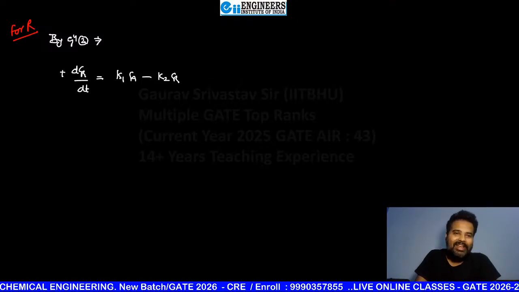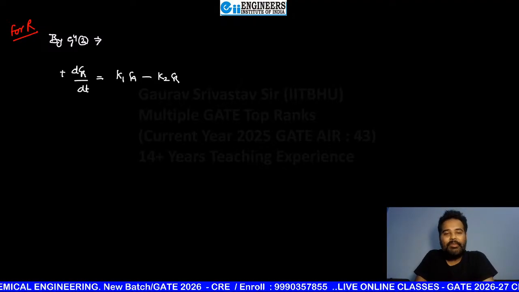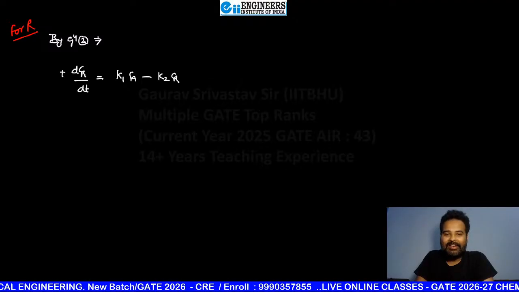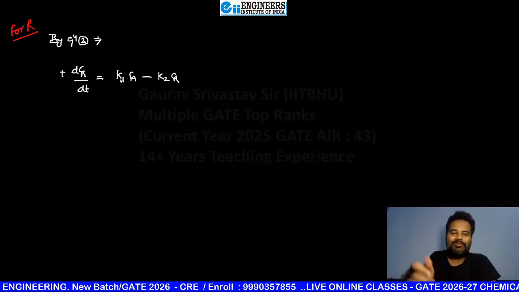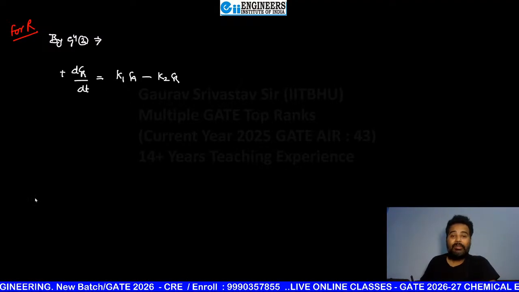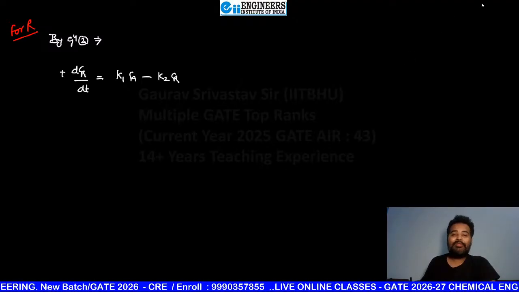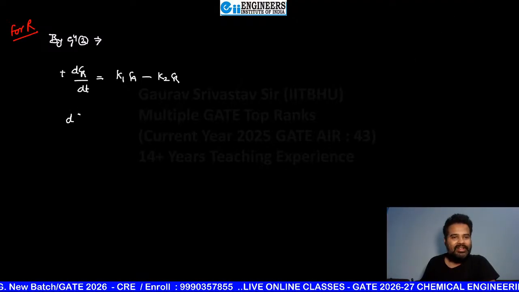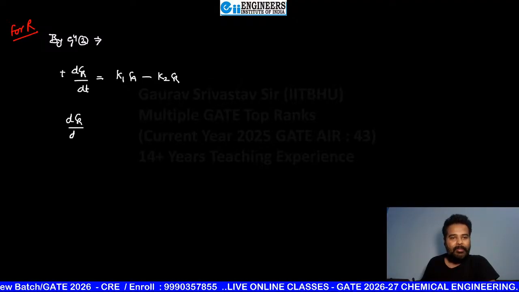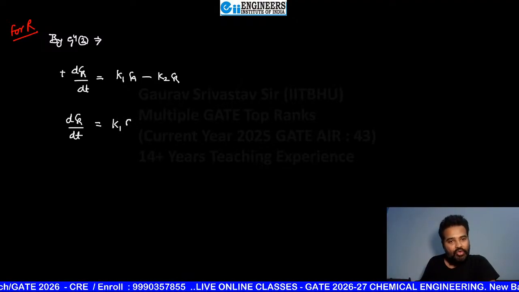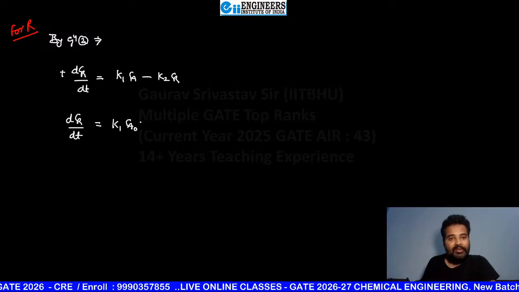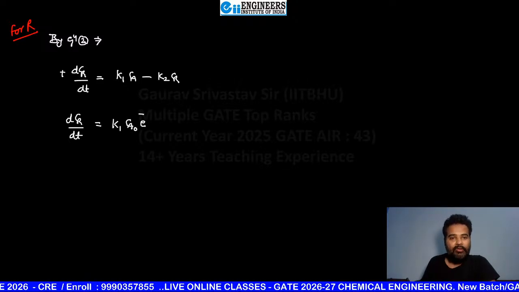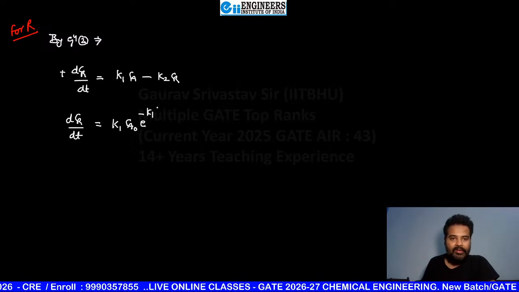Bernoulli's differential, Sai Kumar. Tell me, beta, everyone. Integrating factor, Shiva. Tarun, very good, very good, very good. But before that, beta, you have to put the value of CA naught here. So you can write this equation as dCR by dt, and that becomes equals to K1. You know that CA is CA naught e raised to power minus K1 t.